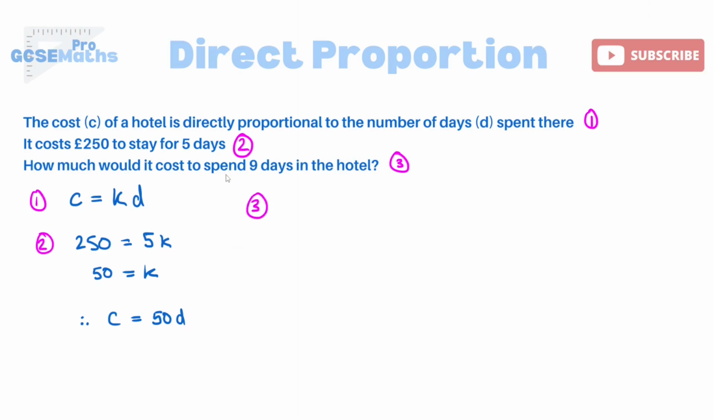Step 3, answer the question. How much would it cost, so we're trying to find out c, to spend 9 days in a hotel? So we want to find c, we've been given d, so we're substituting in 9, where it says d, which will give me, in terms of pounds, £450. So it's exactly the same steps, exactly the same method. The only thing that may have changed is obviously it's now worded, and we just have to pick out the letters that they've given us and try and translate it back into algebra.